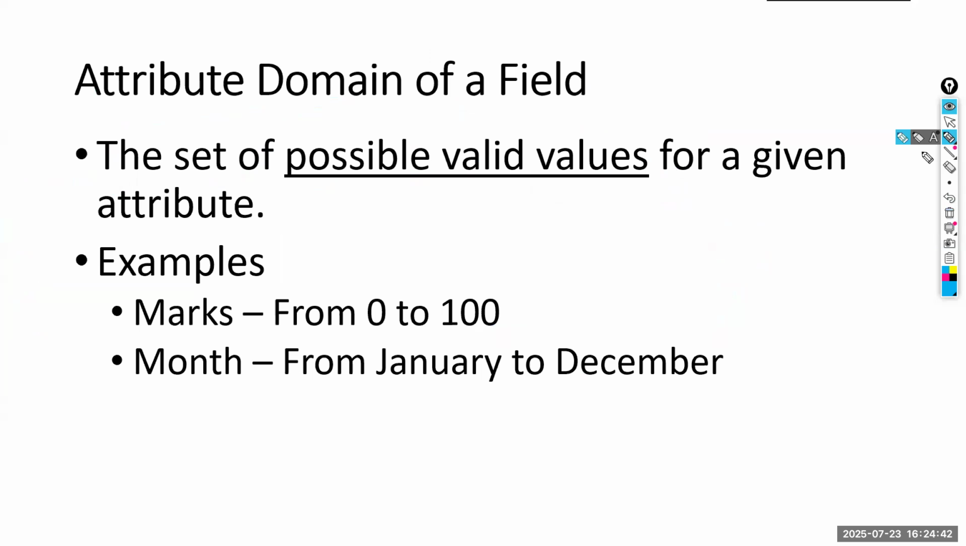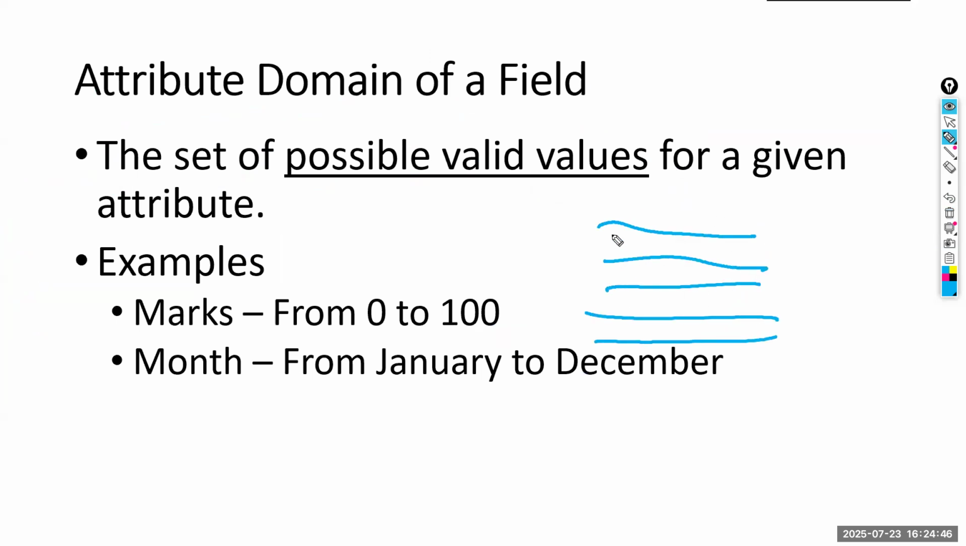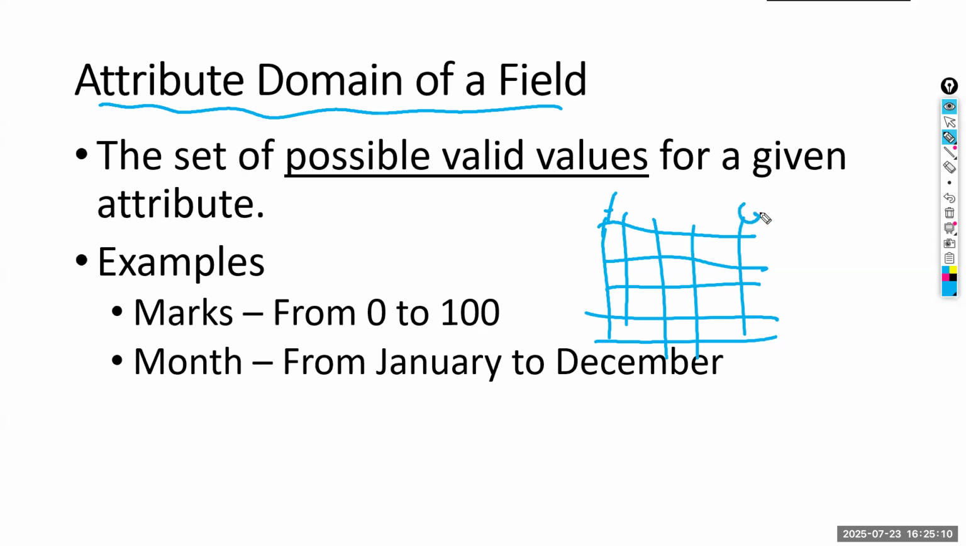So remember, our table or relation is a set of attribute records or tuples. Each record is a set of fields. Now what is meant by attribute domain of a field? Attribute domain of a field is the set of possible valid values for a given attribute. If it is gender, possible values are male, female. That's it, nothing else.